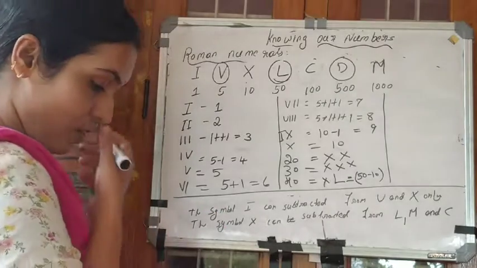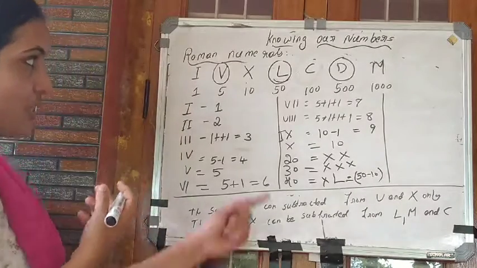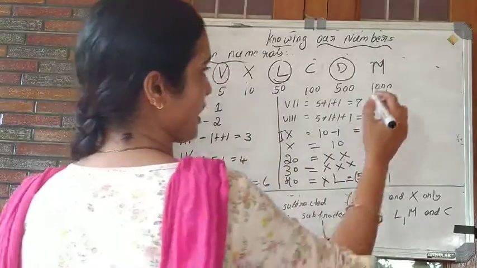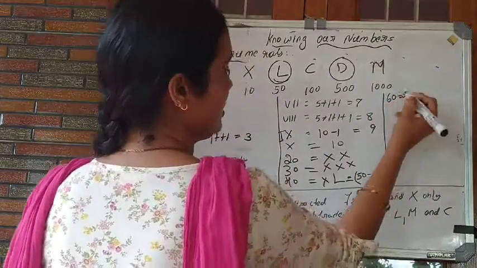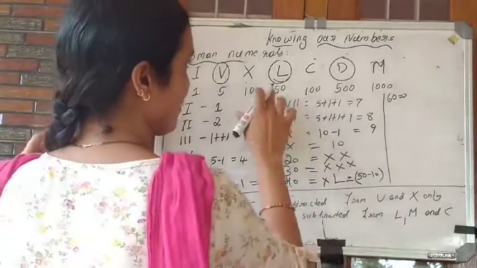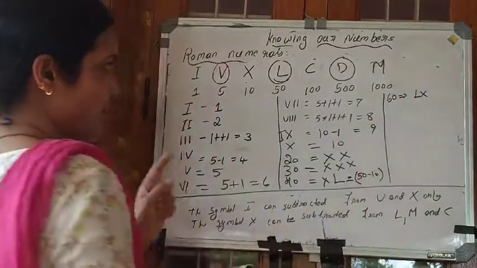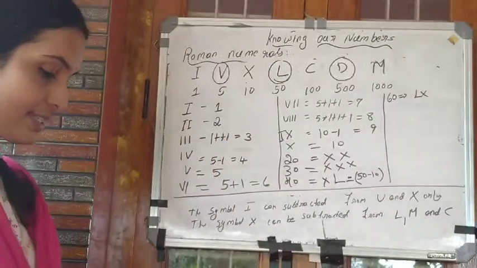The next is how to write 50. 50 is L, already we have written. And 60, how can we write? 60 is 50 plus 10, that is LX.